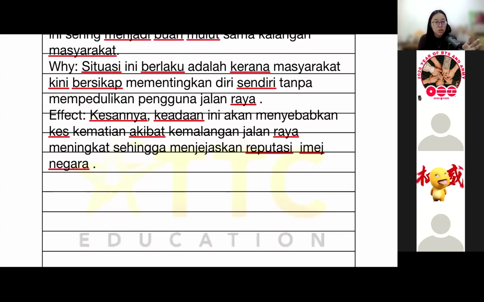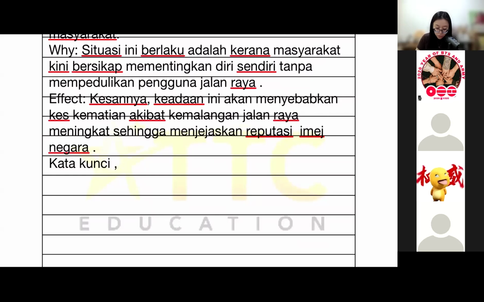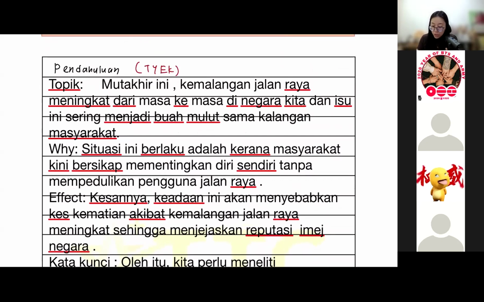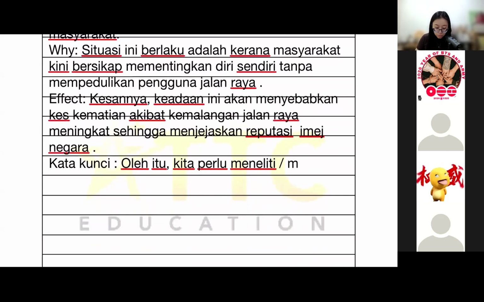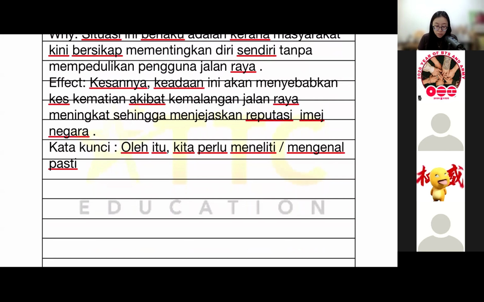Okay, since this is syarahan, I won't use what I taught you last time, the persoalannya apakah and putting the peribahasa. We don't use that one. We just use a normal one, which is kata kunci. Oleh itu, kita perlu meneliti, which is observe. If you want to put meneliti, observe, you can use mengenal pasti, which is ensure. Kita perlu mengenal pasti sebab-sebab, the reason, atau faktor-faktor also can. Faktor-faktor is just the same, all is reason. Faktor-faktor kemalangan jalan raya. Then you put a full stop.